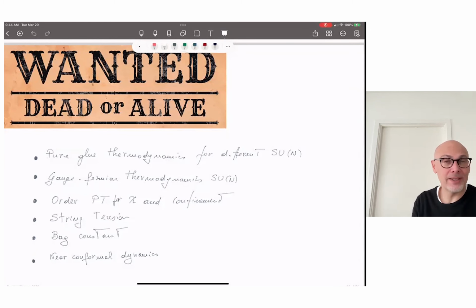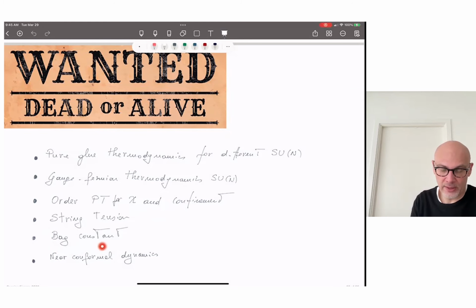Gauge-fermion thermodynamics, we know it's very hard, but it would be great to be able to reconstruct the chiral phase transition and the Polyakov loop phase transitions in a somewhat more accurate way. I remind you that for BSM, we don't need precision of the order of a percent, but 5 to 10% would be great. This also tells us that it would be nice to consolidate the understanding of the chiral phase transition and the confinement phase transition for different representations.